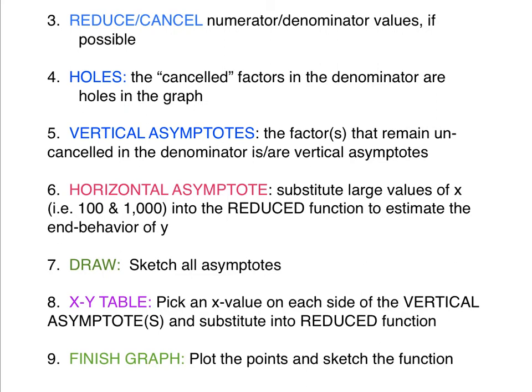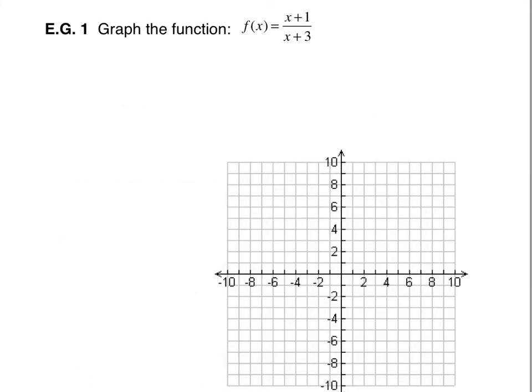You're going to finish the graph by plotting the points you get from your table in step 8 and just putting in the functions with the curves. Here's the first example we'll take a look at.